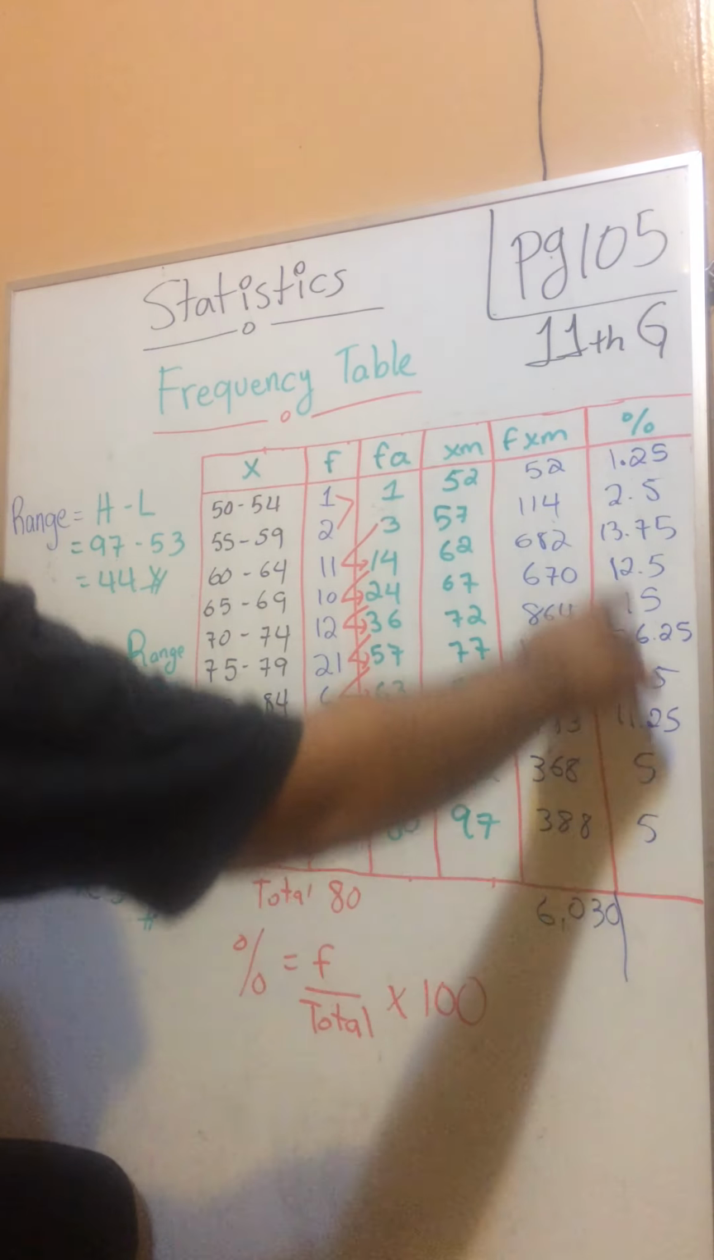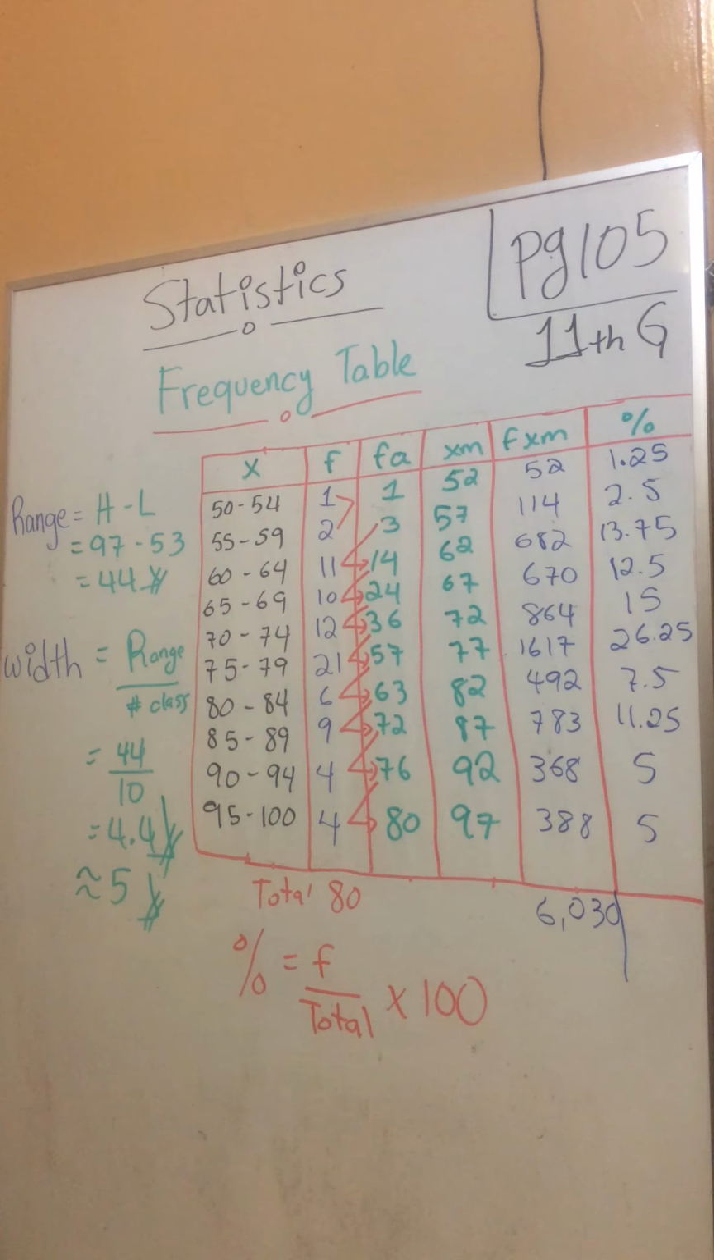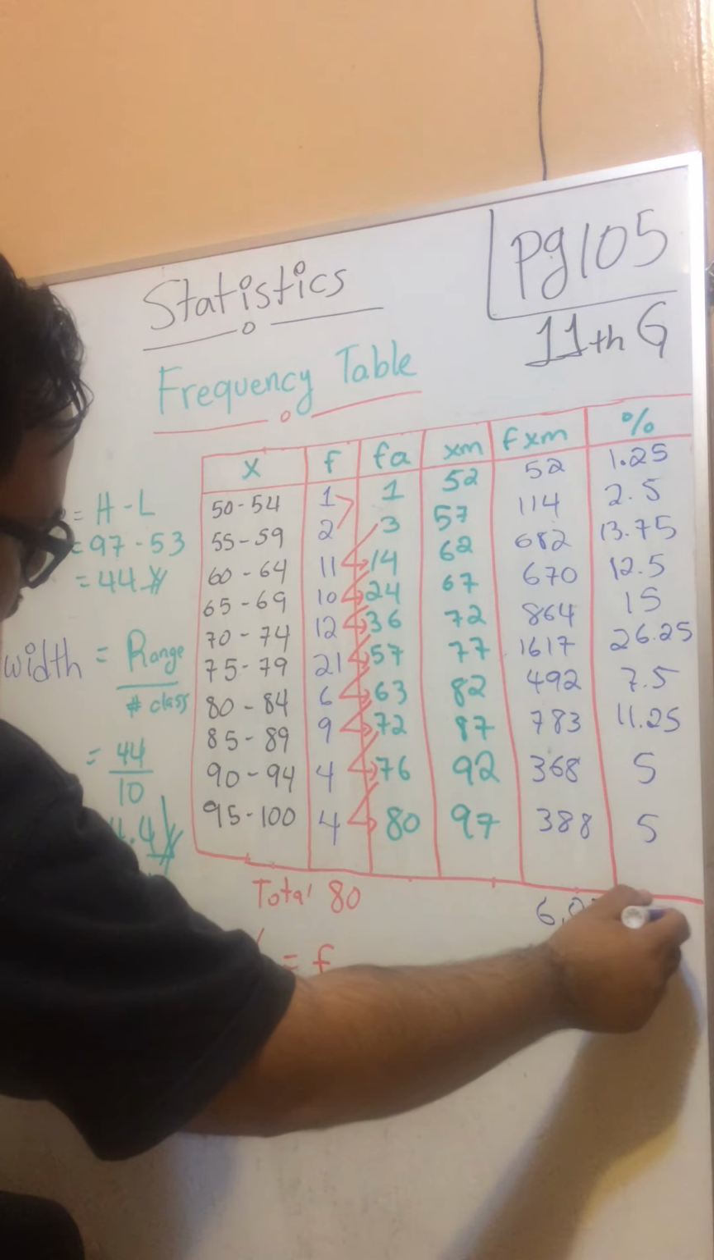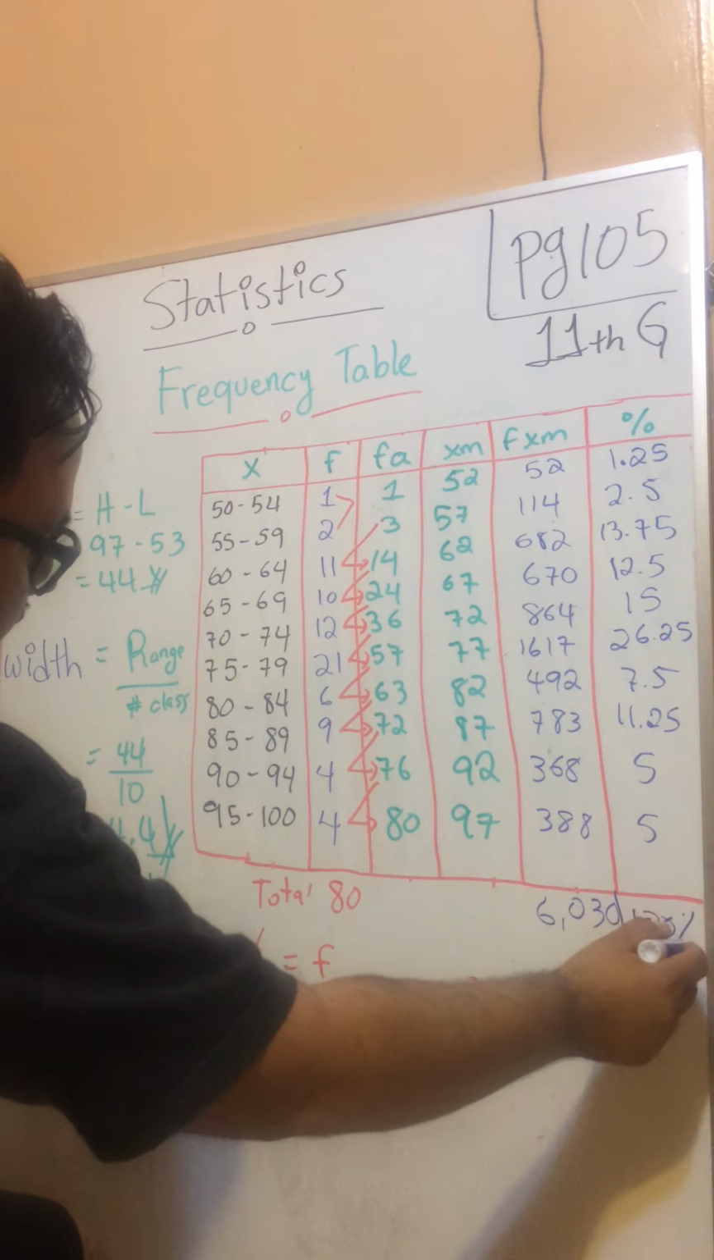And the addition of all of this is going to give us 100. Let's try it. 1.25 plus 2.5 plus 13.75 plus 12.5 plus 15 plus 26.25 plus 7.5 plus 11.25 plus 5 plus 5 equals 100. This is the total percentage of students.